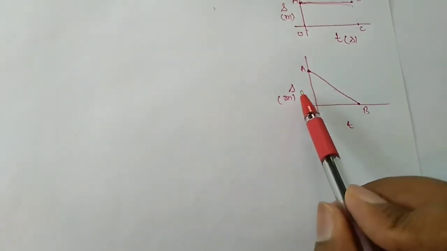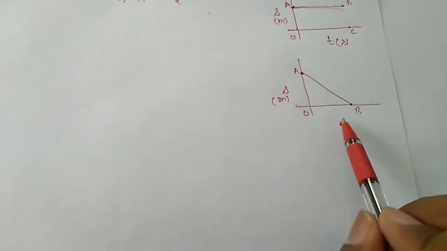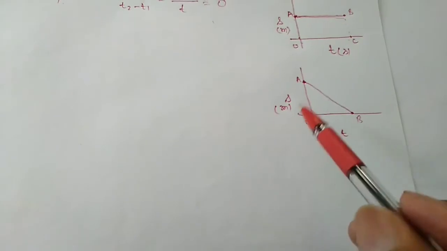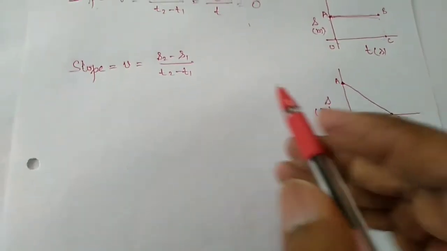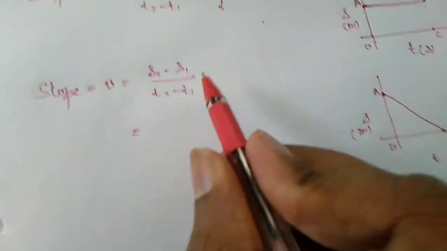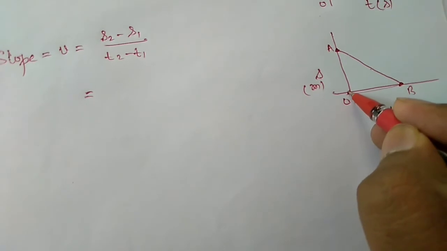Now see another type of graph, when the graph is declining toward the time axis from A to B. Again, what can we calculate? Slope only. Let's calculate. So let's fill the values. S2 means final position. What is final position? You can see final displacement is 0.